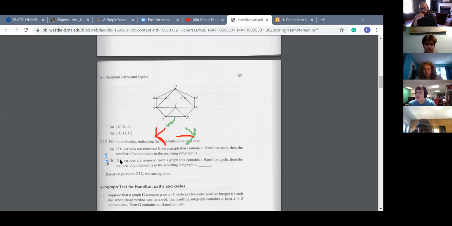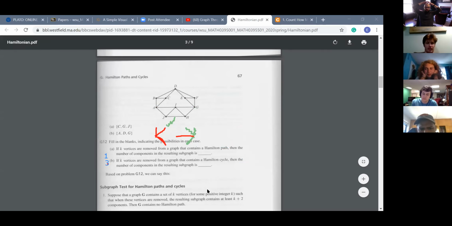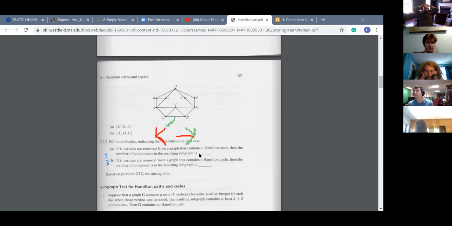Didn't we just answer this before? Well, the A took away 3, and there was still one whole component. Isn't that n minus k? But B took away 3, and then there were 3 components. I think it depends on the degree of the vertex. C was degree 3, G was degree 4, J was degree 3, which is a total number of degrees.